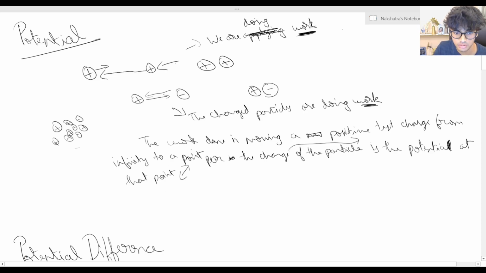So let's break this down. The work done, क्योंकि हमें पता है कि वर्क तो होता ही है ना, in moving a positive test charge, a positive test charge, this is basically a positive charge, लेकिन ये बहुत बहुत कम चार्ज होता है इसमें. It has a very small charge. Okay, now we are going to be moving this from infinity to a certain point.